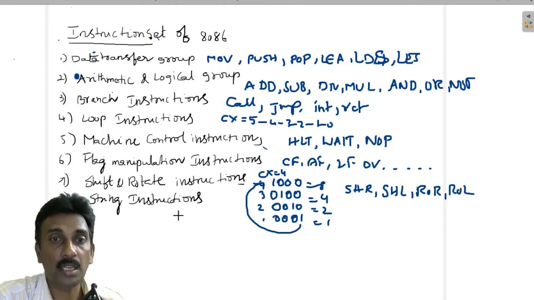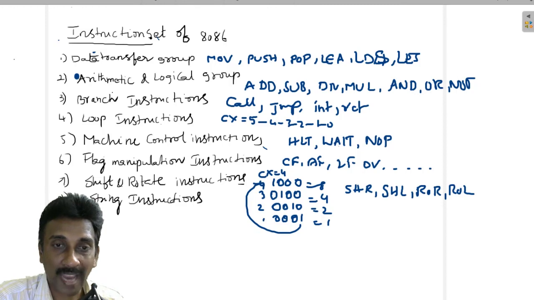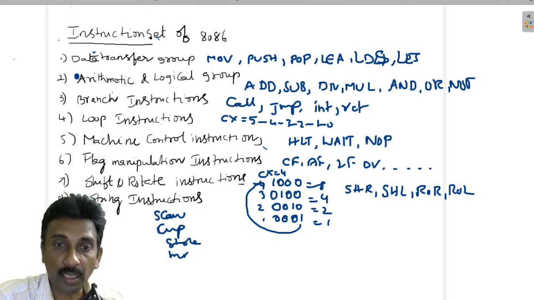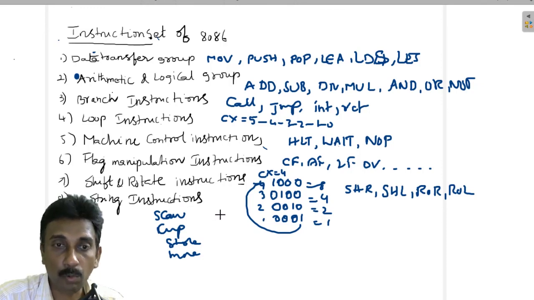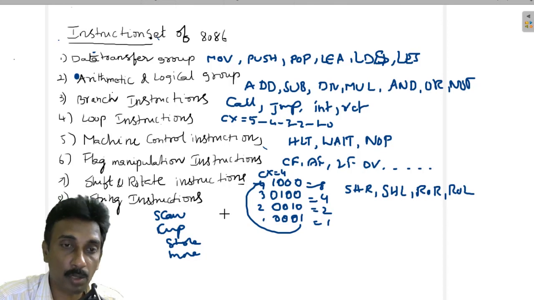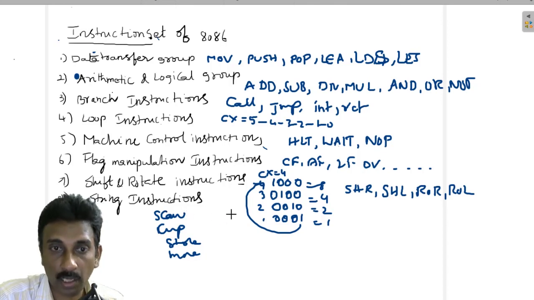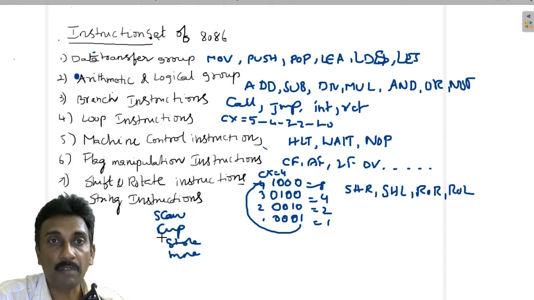String instructions are another group, used to scan data, compare data, store data and move data. String manipulations are effectively used to move string data from one segment to another segment, using the direction flag and so on. Later we will discuss these instruction sets of 8086 individually and elaborately.